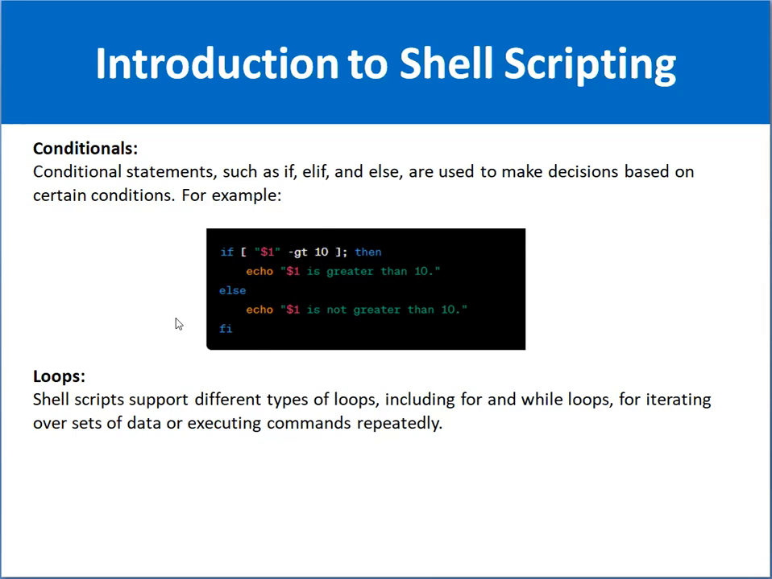Then loops. Shell scripts support different types of loops, including for and while, which are used for iterating over sets of data or executing a command repeatedly. Friend, loops are there, for example, for loop and while loop. The loop concept is that you execute a loop for some iterations. The basic purpose is that you perform some particular task on each iteration. So for and while loops are available in shell scripting.